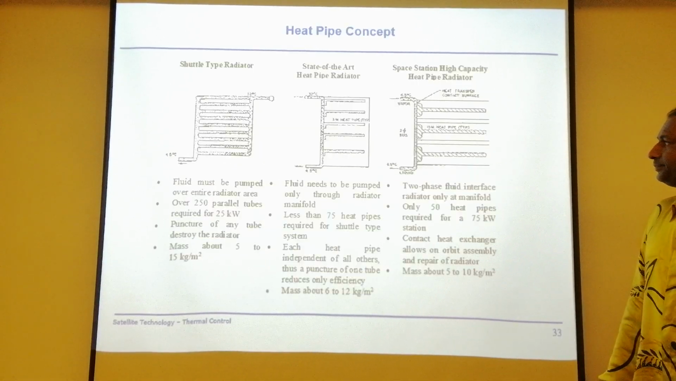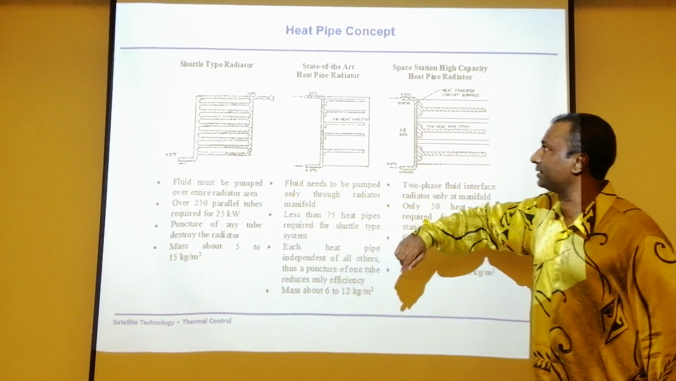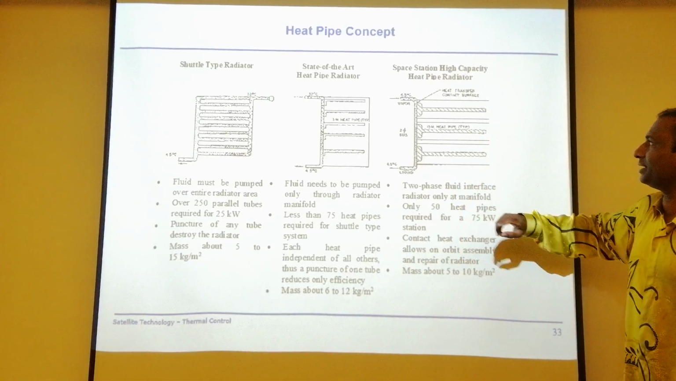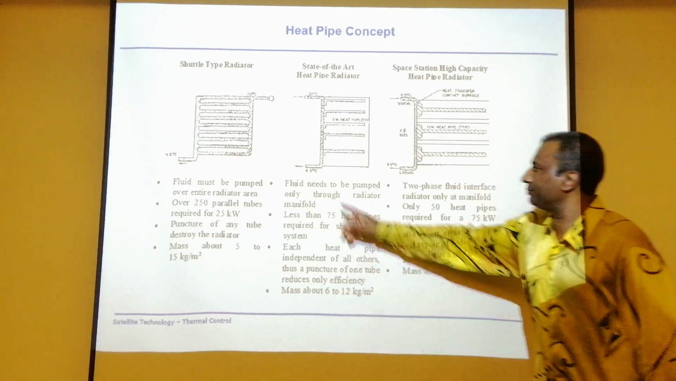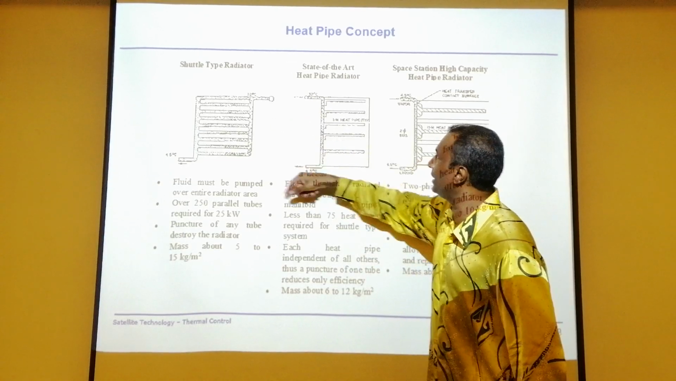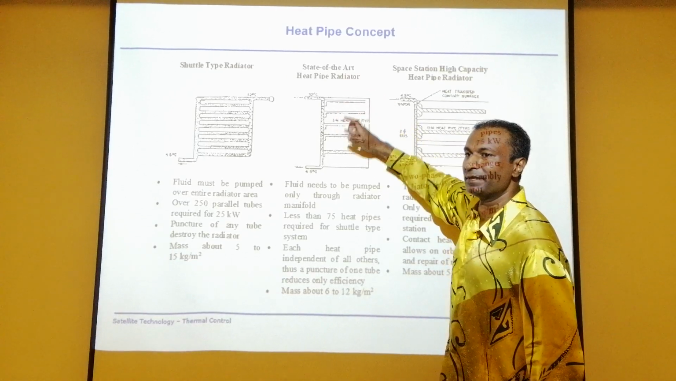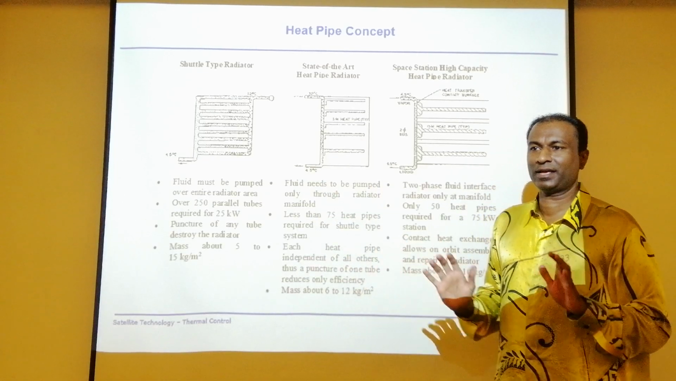Look, I'm giving you a shuttle type radiator. You have a heat pipe radiator, and you have a space station radiator. It's so huge. This will be a pump. So heat pipe radiators have fins. All these are fins basically to increase the surface area so that radiation can happen.